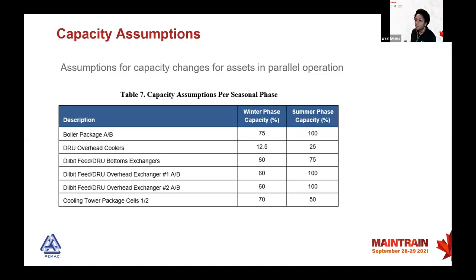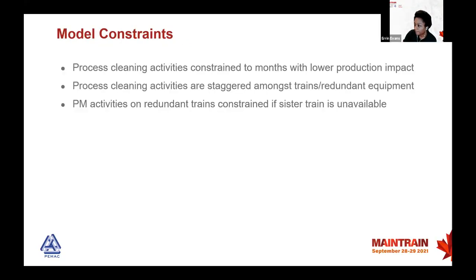So now if we talk about the capacity assumptions, or some of the phase-specific, build-specific assumptions that were made, many of them were related to capacity changes for assets that are in parallel operation. And this is based on the warmer and cooler months. And so here's the breakdown of how those capacities are impacted depending on which phase we're in. And next, I'll talk through some of the constraints before we get into the scenarios and select logic and all of those things.